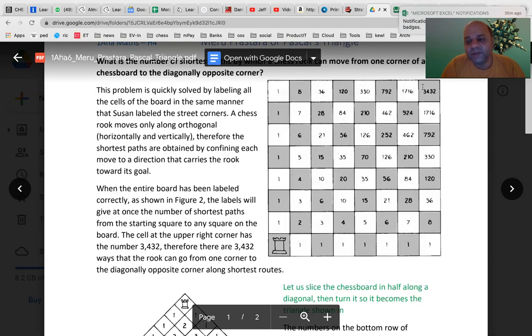Okay. Similarly for the bishop, correct? The bishop can also reach from any square to any other square of the same color. It can reach in a maximum of 2 moves as long as the board is open, right?